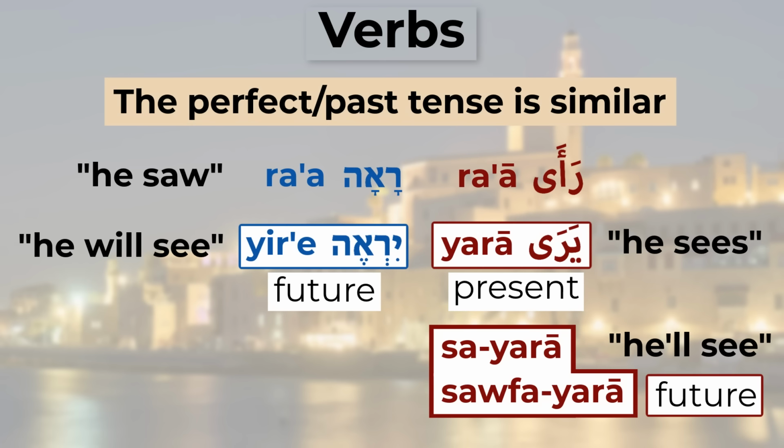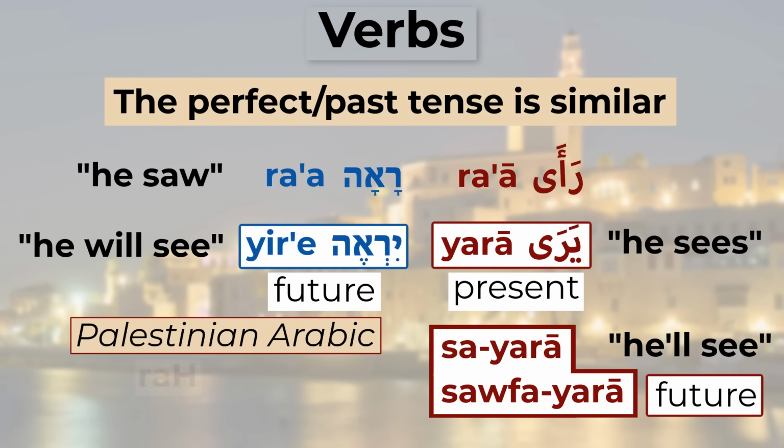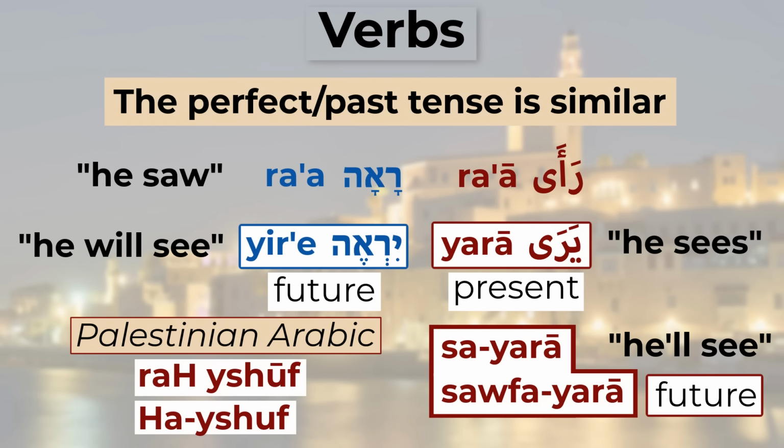In Arabic dialects, it's different. For example, in Palestinian Arabic, the word rah or prefix ha make the imperfect form the future tense. Rah yashuf or hayshuf means he will see.